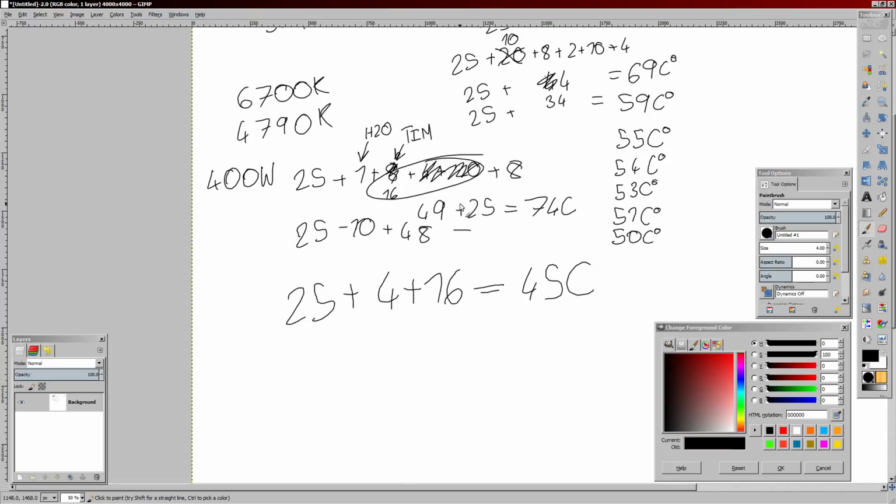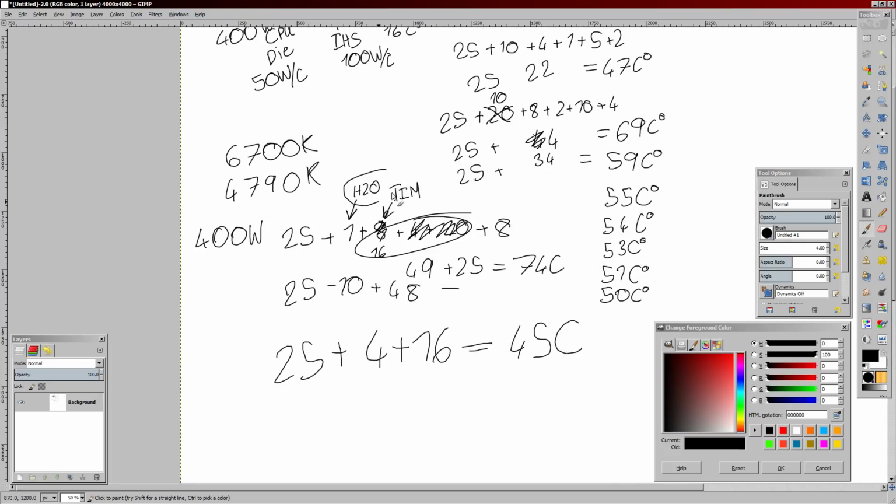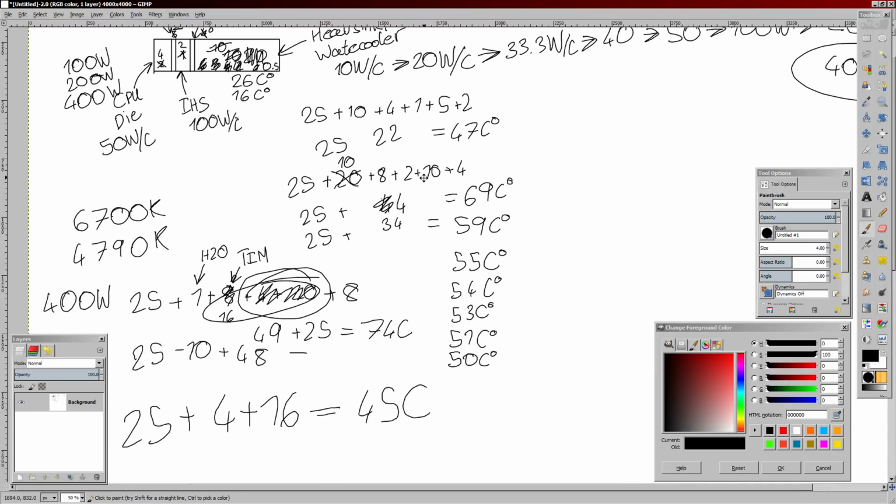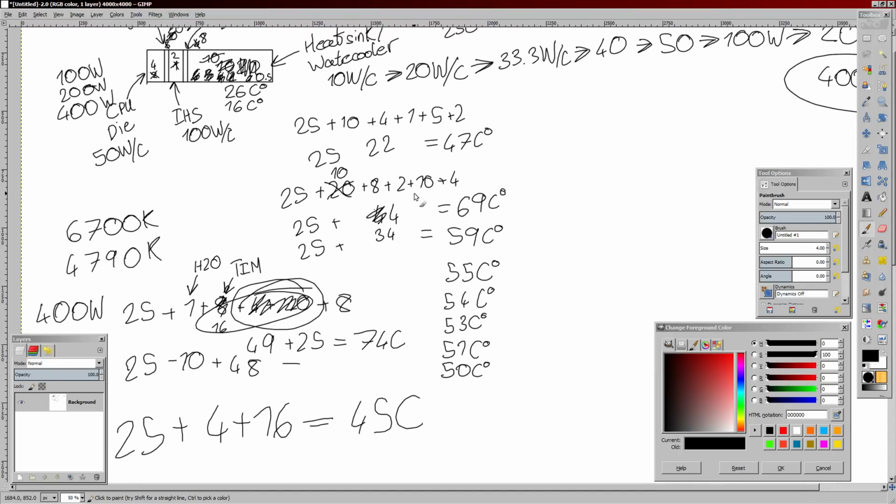But again, the problem here in the cooling system was not the water cooler. It was the thermal paste and the IHS. And I think at this point I've beaten this to death, haven't I? The video is 27 minutes long, so I should probably pack it up.